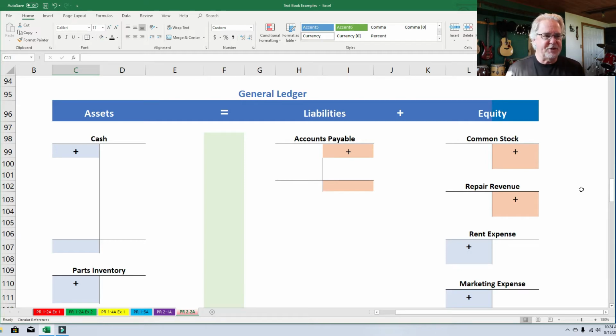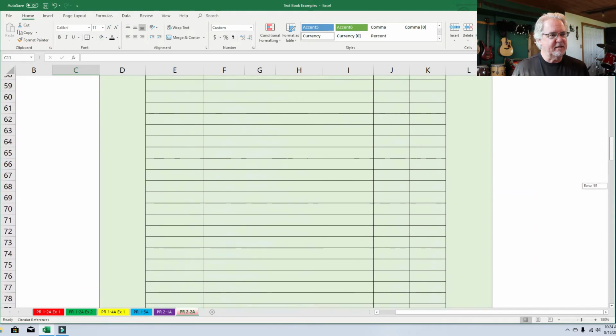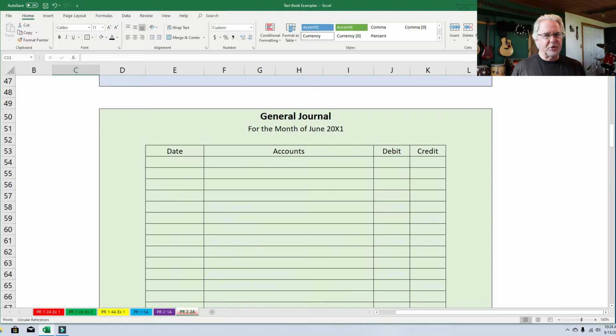However, it's not the doorway. It's not the entrance into the accounting system. Now, it has been in the last couple of videos because we just didn't know any better. All right. So we'll find out how accounting information gets into the system. That is with the general journal. The general journal is a good way to learn about the doorway, the gateway into the accounting system when you're first starting out.